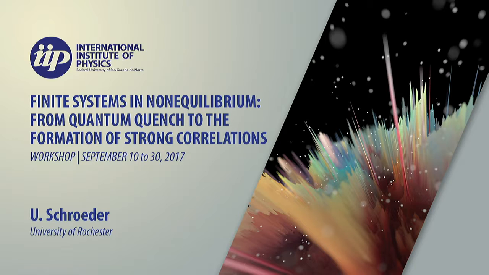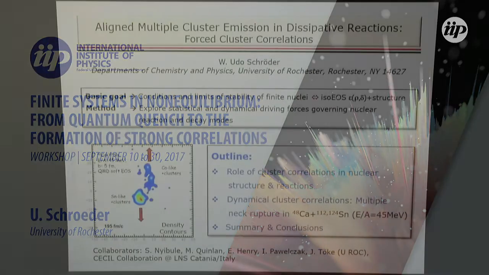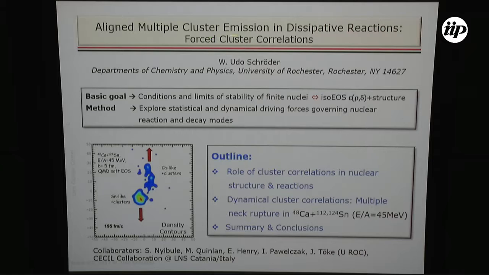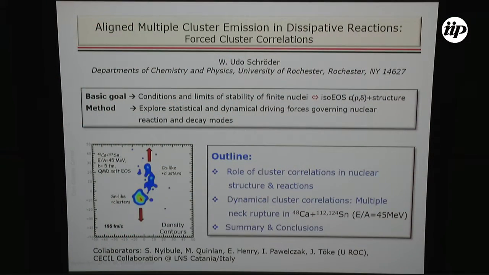So my theme today is to talk about false cluster correlations and exemplify this with an experimental observation that we've made in recent years. Our research group has been involved in studying conditions of the limits of stability of finite nuclei as described by an equation of state, essentially a mean field plus superposition of internal structure of the products of the reaction. And we use nuclear reactions of different kinds to study these effects.